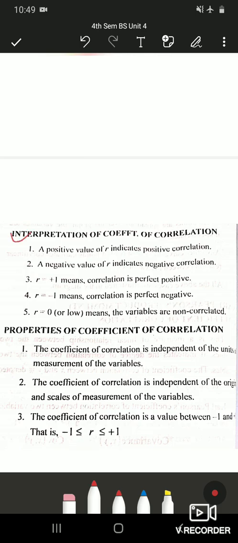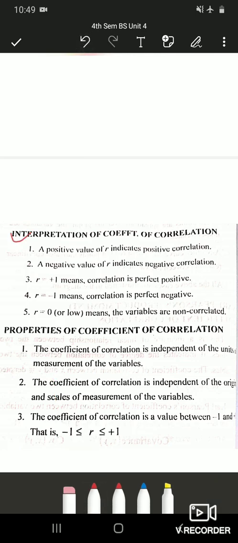That is, if r is greater than 0, or if r is any positive value, then we say there is a positive correlation. If r is less than 0, or it is negative, we say that there is negative correlation. If r is exactly plus 1, we say it is perfect positive. If minus 1, we say it is perfect negative. If r is exactly equal to 0 or very low, then we say that the variables are non-correlated.